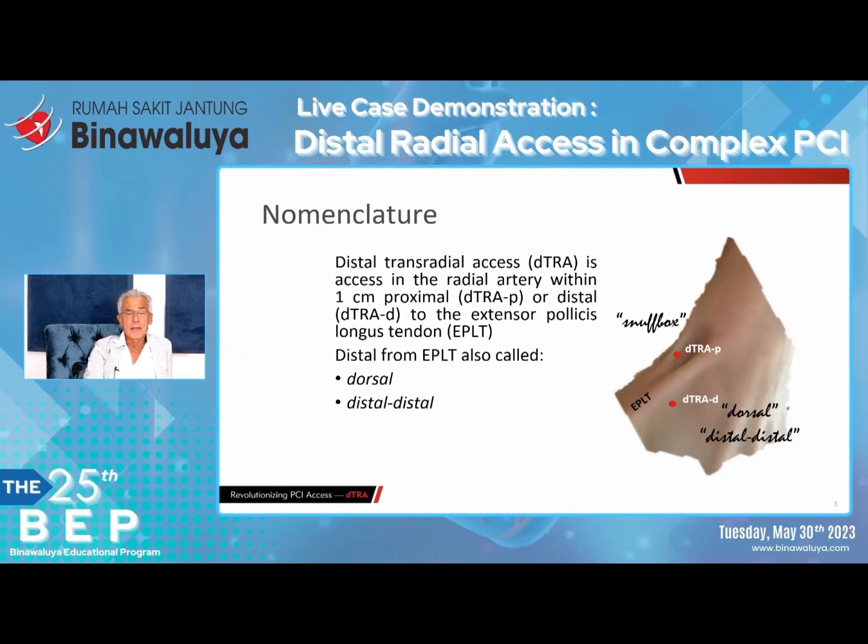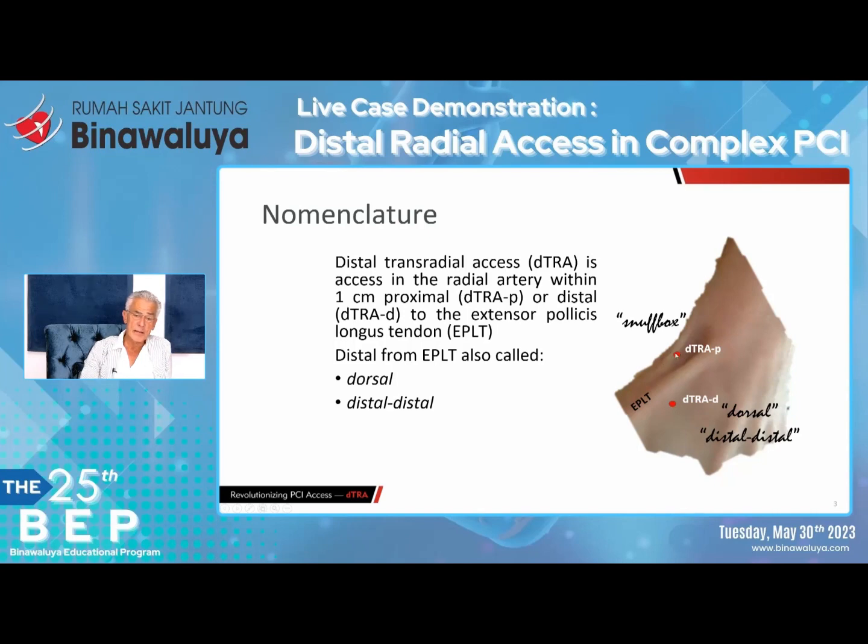Before giving you more detailed information, it's good to know what I'm talking about when I talk about distal radial access. There are two locations: one proximal to the extensor pollicis longus tendon, in the snuffbox, and you can access the radial artery even more distally, beyond this tendon, which is also called dorsal or distal access. Both entry sites have different characteristics. My personal preference is puncturing in the snuffbox.